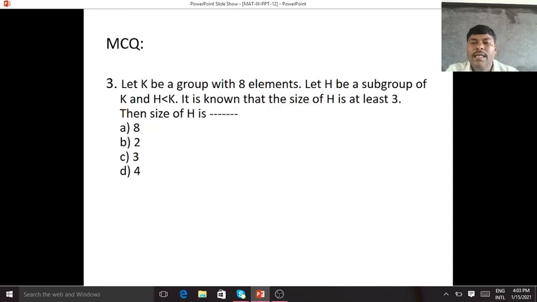Third one: let K be a group with 8 elements. Let H be a subgroup of K and H less than K. It is known that the size of H is at least 3. Then the size of H is, answer is D, 4.